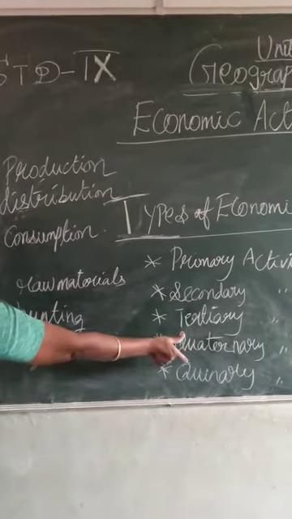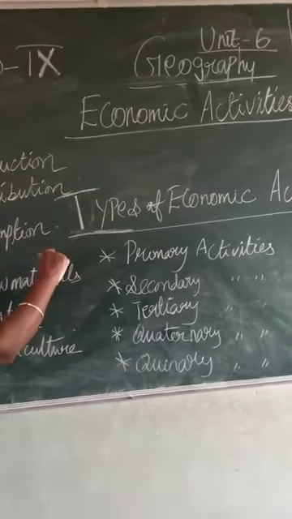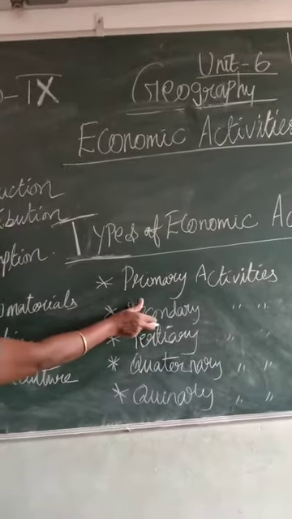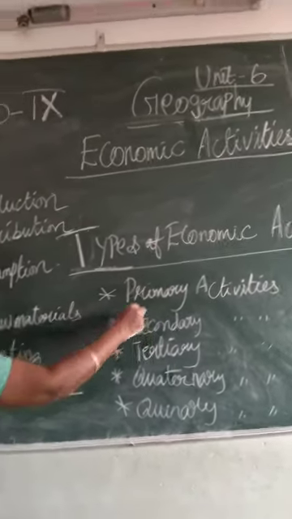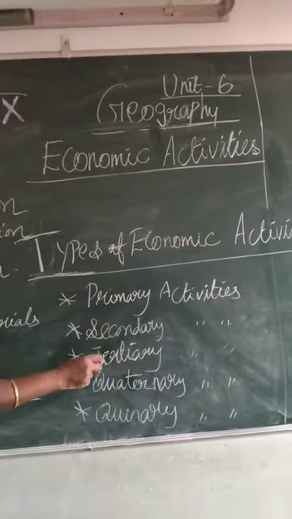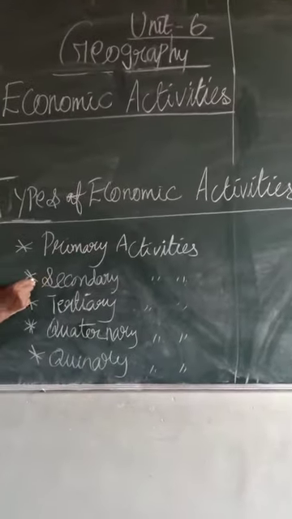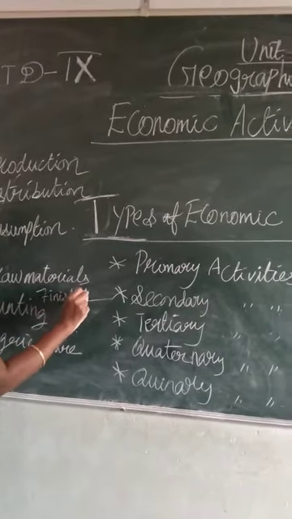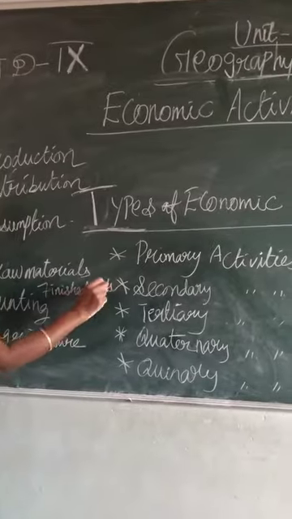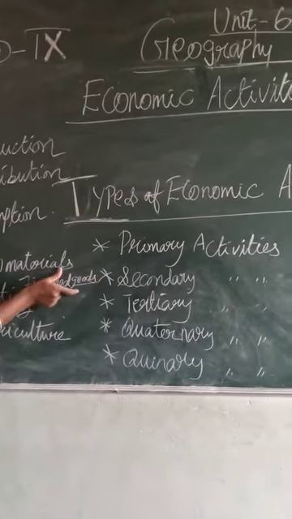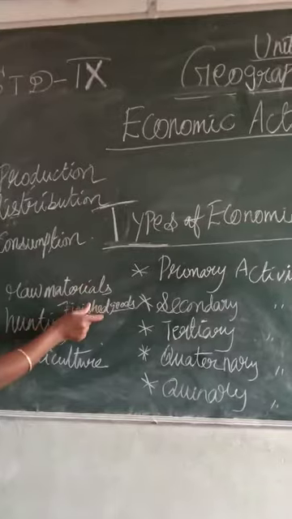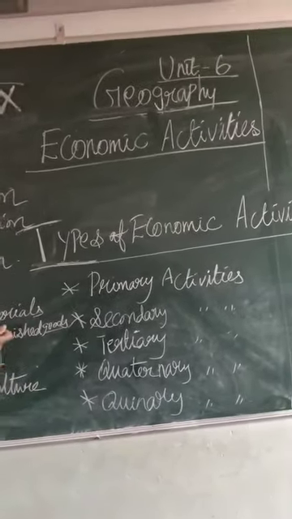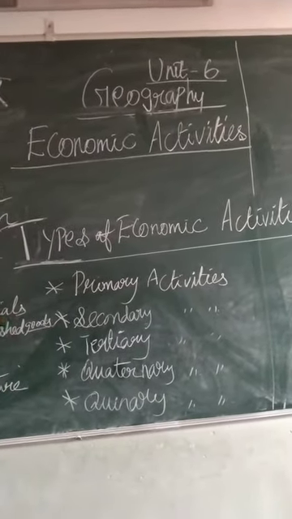Next, secondary activities. Secondary activities transform raw material into finished goods. Students, secondary activities transform raw materials into finished goods. For example, iron and steel industry, automobile manufacturing industries. Already iron ore we converted into iron and steel.